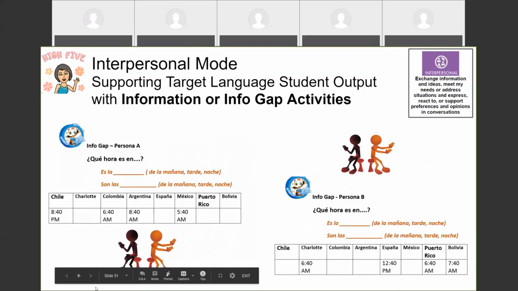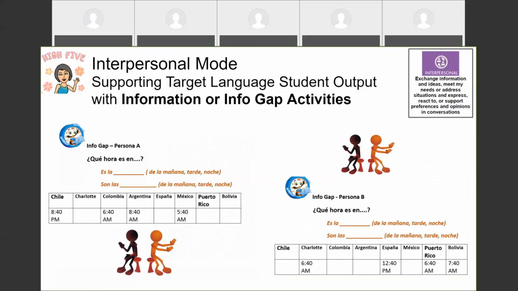Of course, information gap activities are helpful in the interpersonal mode, especially at the novice level, because while the true definition of interpersonal is spontaneous interaction and exchange in the language, at the novice level it's hard to be completely spontaneous, because remember, they're parrots and all they really have are those memorized chunks and pieces. So they really do need some scaffolds and some help to work in the interpersonal mode. And an information gap activity can help with that.